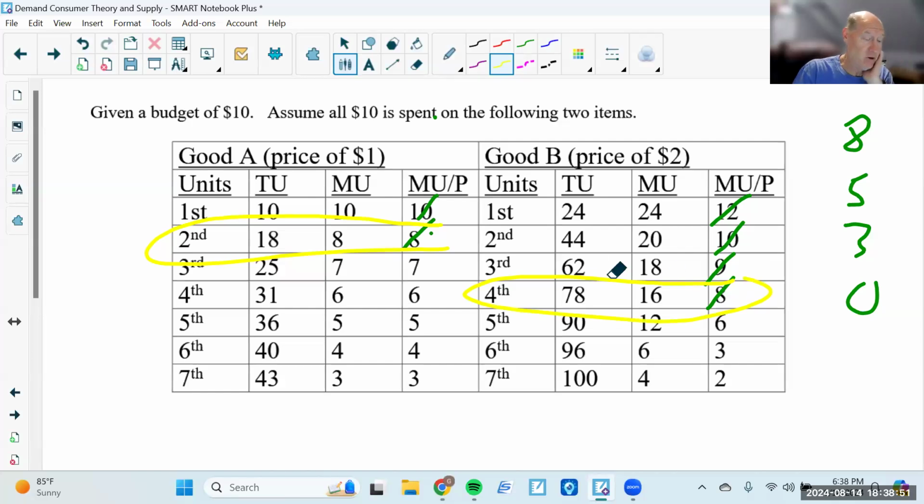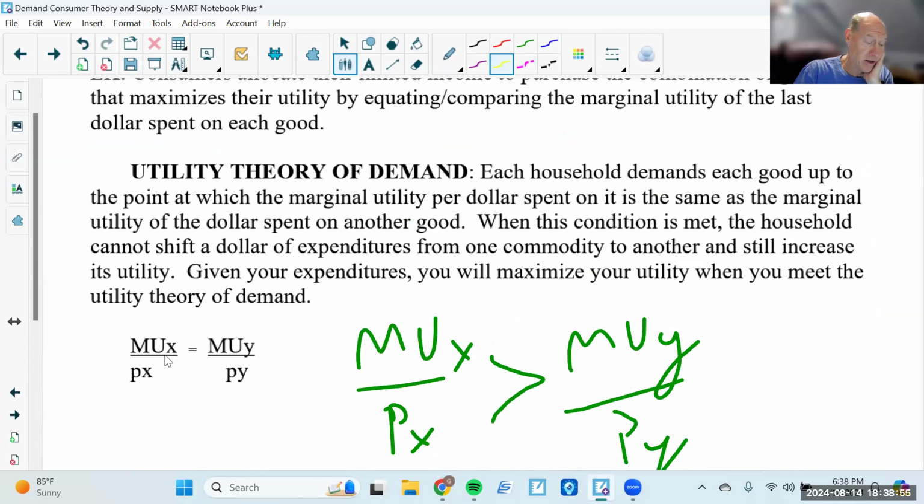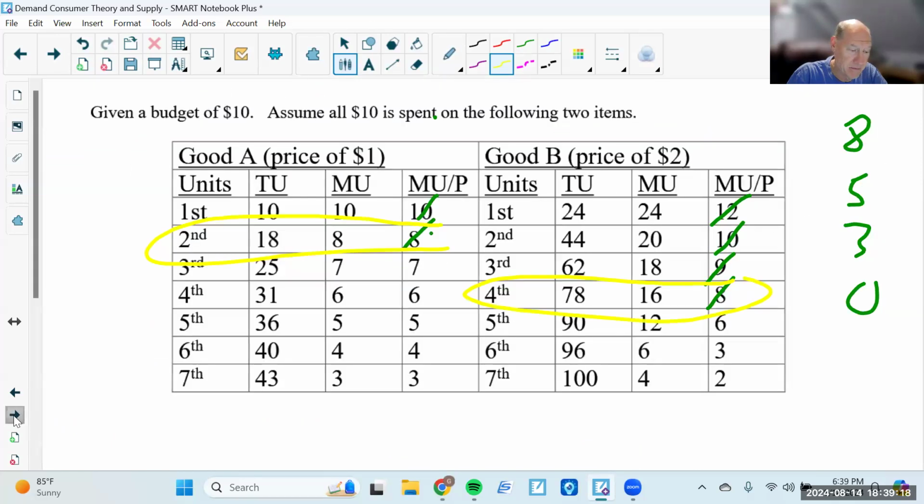What you did is you consumed them so that the additional satisfaction of good X, or A in this case, over the price of A was equal to the additional satisfaction of good B over the price of B. You met the utility theory of demand. The utility theory of demand is just that you continue to consume goods so that the additional satisfaction per dollar of one is equal to the additional satisfaction per dollar of the other.